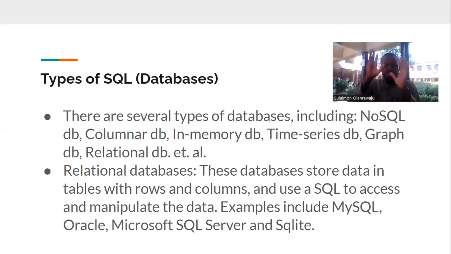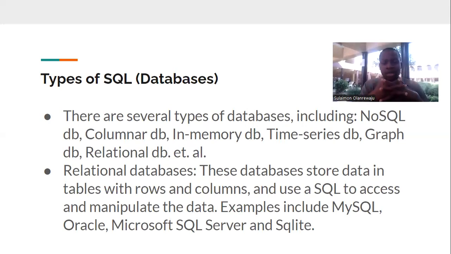So what are the types of SQL database that we have? First of all, let's go back to the database as a whole. There are several types of database. We have NoSQL, columnar database, in-memory database, time series database, the graph database, which is more like graph SQL, and the relational database. But in this video, we are going to be focusing on the relational database.